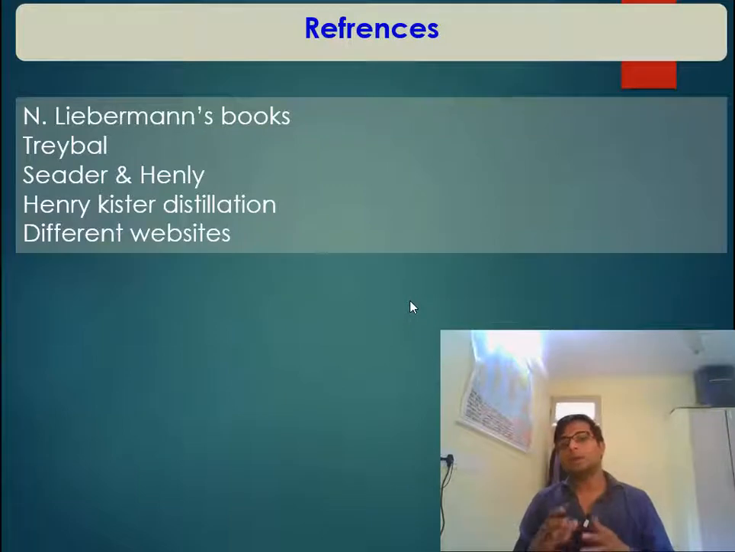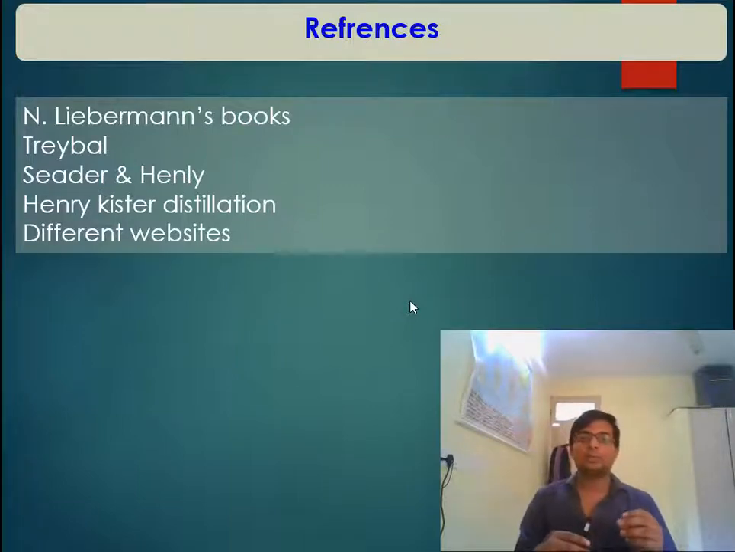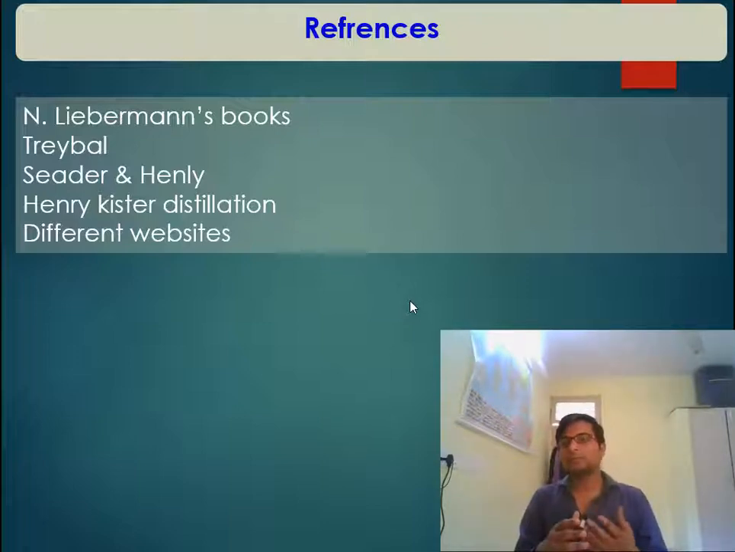I have given all these concepts from different books. I have just compiled all this information from the normal Levenspiel books. I have also taken some concepts from Treybal and some from Seader and Henley. I have also used the Henry Kister distillation book, and some of the diagrams I have taken from different websites by searching through Google. I want to give credit to all those sources for this lecture.